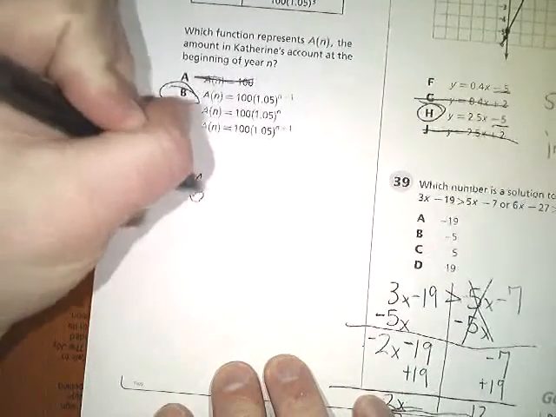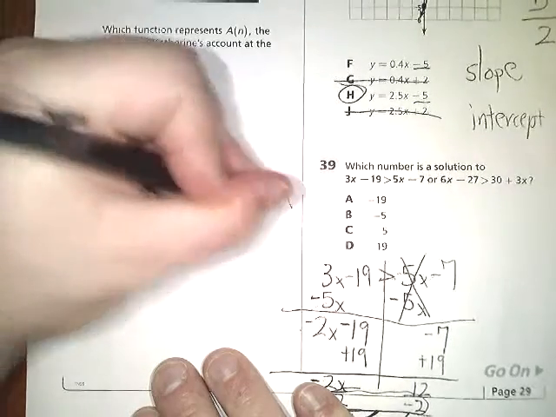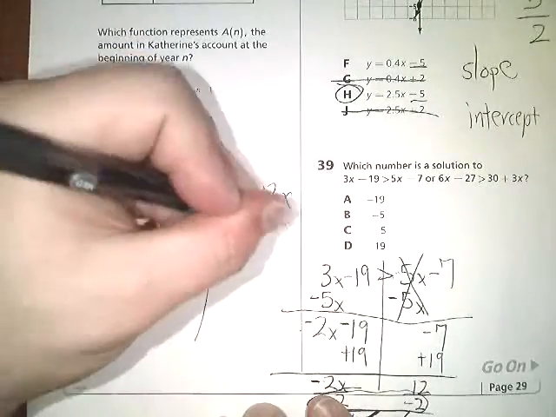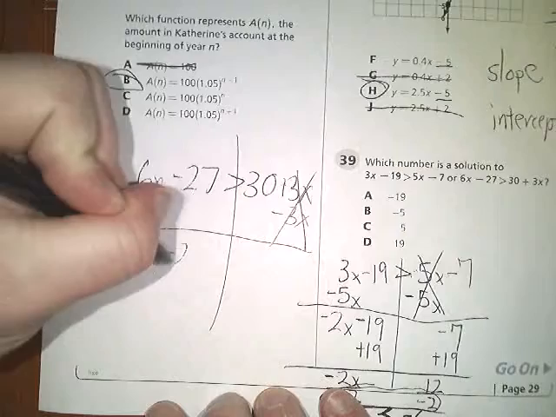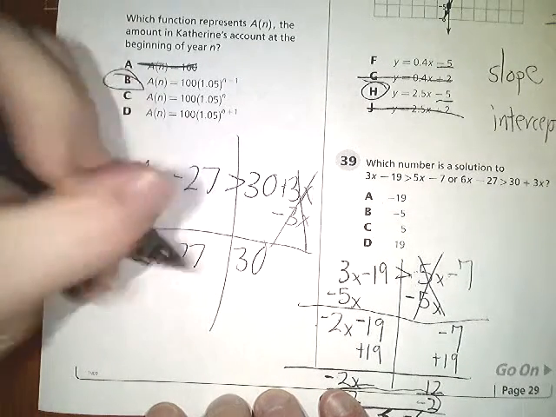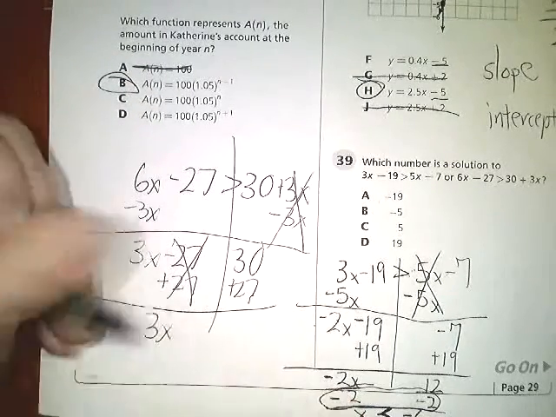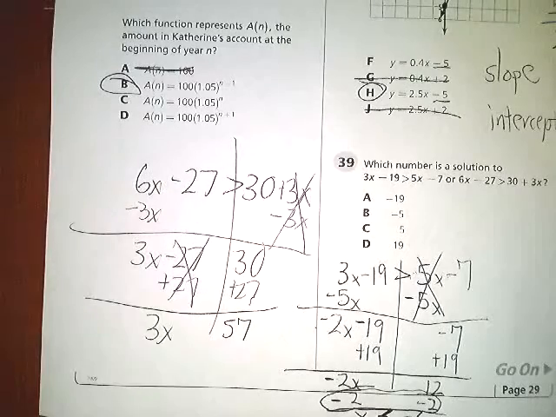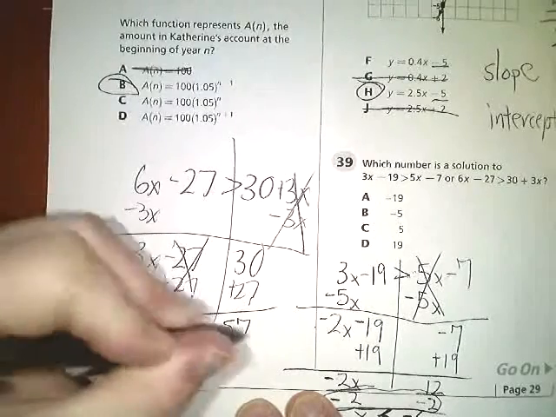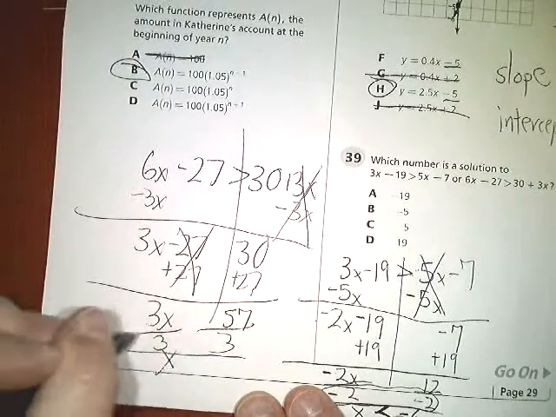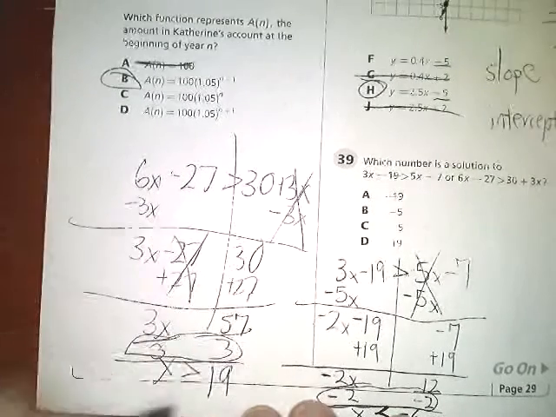I'm going to move over here and do the other one. 6x minus 27 is greater than 30 plus 3x. Draw my line, get my x's together like I did before, eliminating from one side and doing the same thing to the other side. To get rid of minus 27, I'm going to add 27. And so x is, I'm dividing by 3 here, I'm sorry, forgot that step. And since I divided by a positive, I do not have to flip this over. So in this case, x is greater than 19.